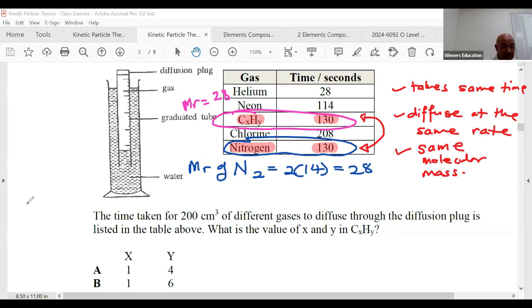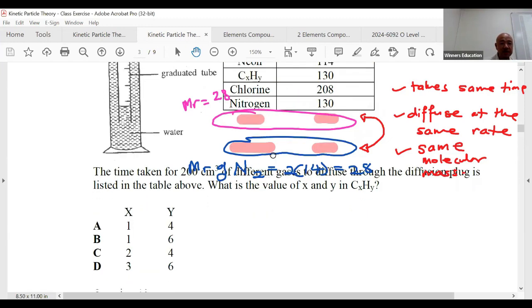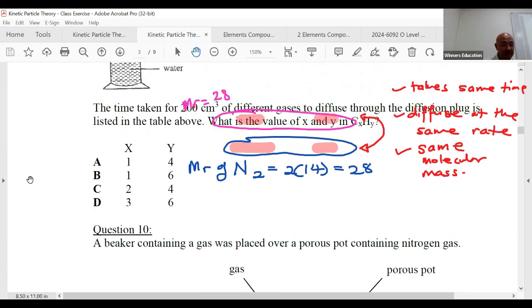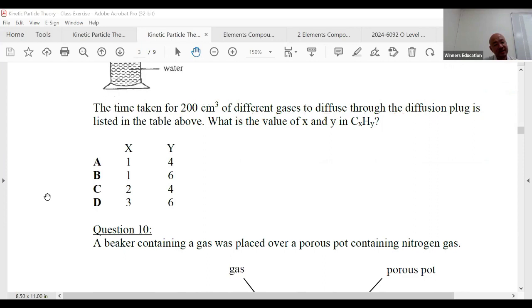So what I'm going to do is shift this up and find out which one is 28. All right, so here we go. Using CxHy, plug me in. First one, what is the mass? A is what? So it's CH4, right? So CH4 is the formula.